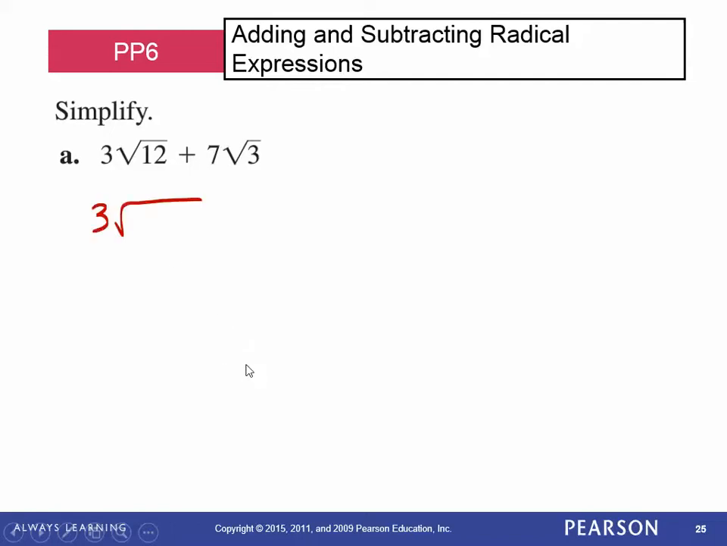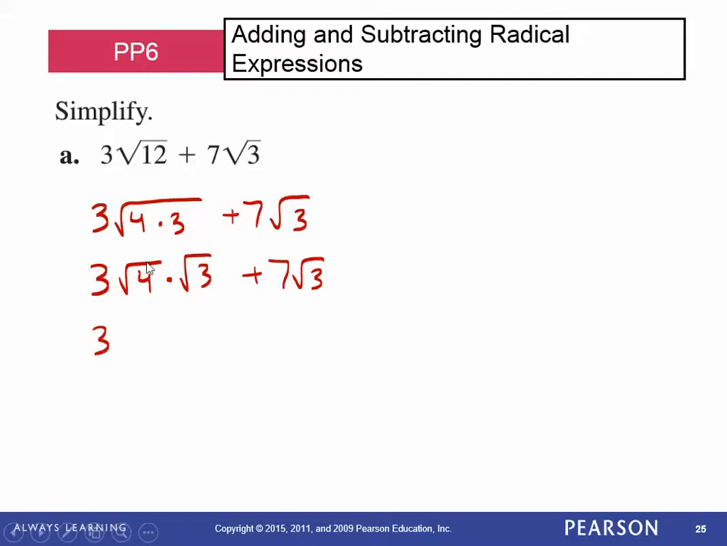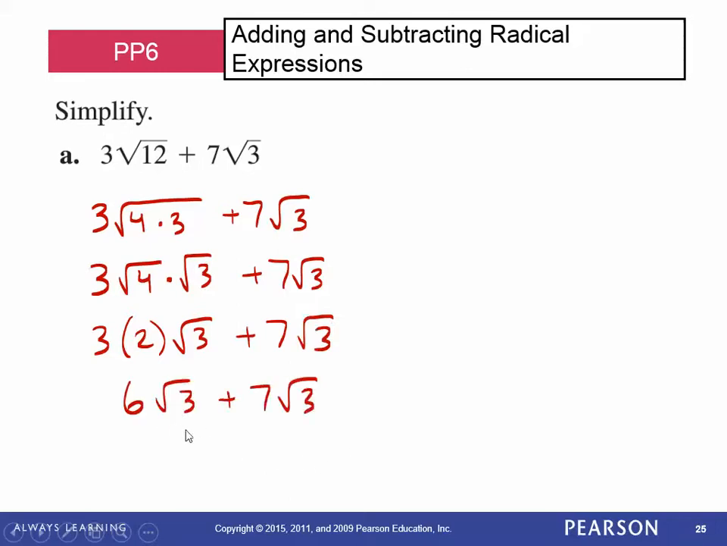So 12 is really 4 times 3. And then 4 breaks down into a 4 and a 3 by themselves. And then this technically becomes a 2. Now it's a multiplier of 2 times the 3 in front. And now we have a 6 radical 3 plus 7 radical 3. Notice now the radicals are exactly the same, so finally I get to add them up. And I only add up the coefficients. I only add the numbers on the outside. So 13 radical 3. Hopefully you got that one correct.